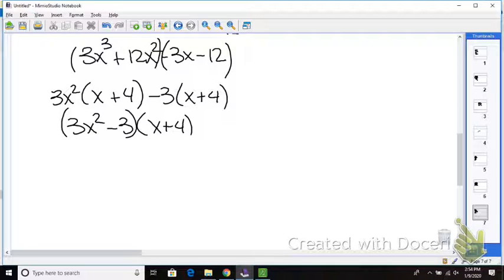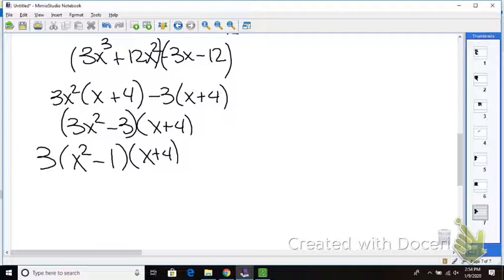A 3. So when I factor my 3 out, I'm left with x squared minus 1. And then I have my x plus 4. Everybody good with that? Now what does that x squared minus 1 kind of look like? What's that called? That difference of two squares. So when I have x squared minus 1, I can factor this part down.